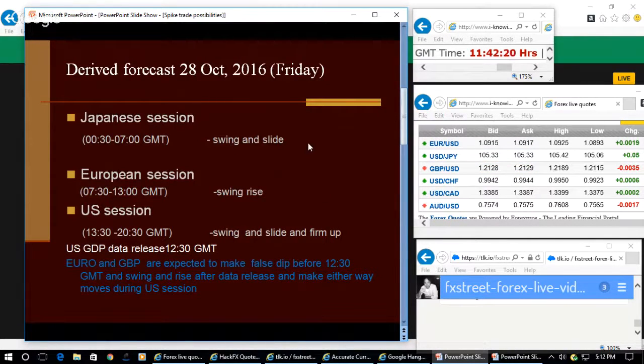And also the market is expected to make a swing and rise soon after the dip before the GDP data release by 12:30 GMT, and then start gaining the level after the US GDP data. I do not want to comment upon the GDP data, and it could give the trigger for the market to go up, Euro and GBP to go up, and then don't think that they are going to gain more level, but silently they will make the slide during the US session again and firm up towards close. That sort of either way stop moves could be seen in the market. So aim for only swing trades.